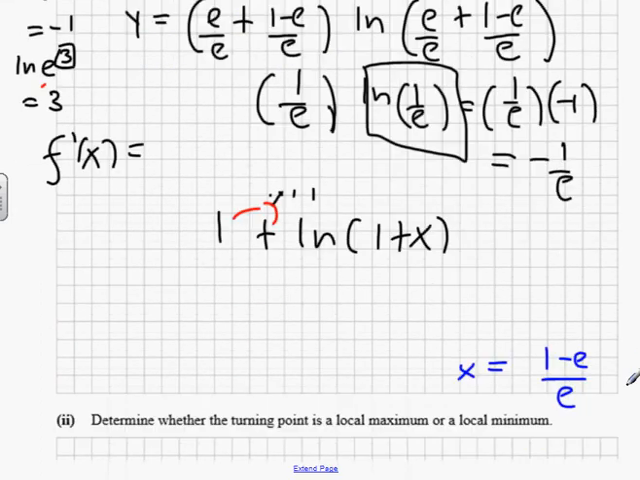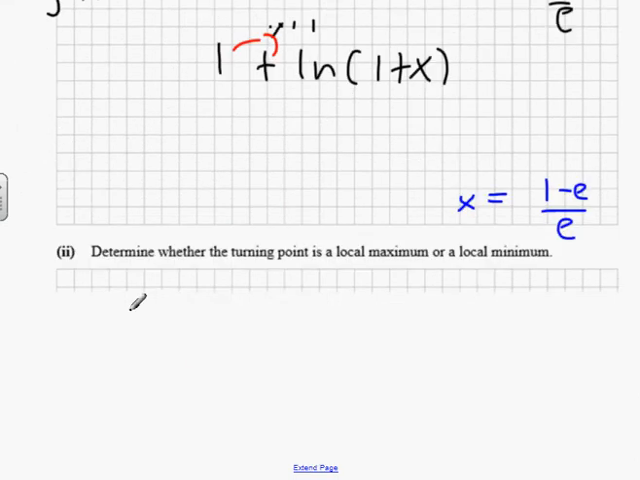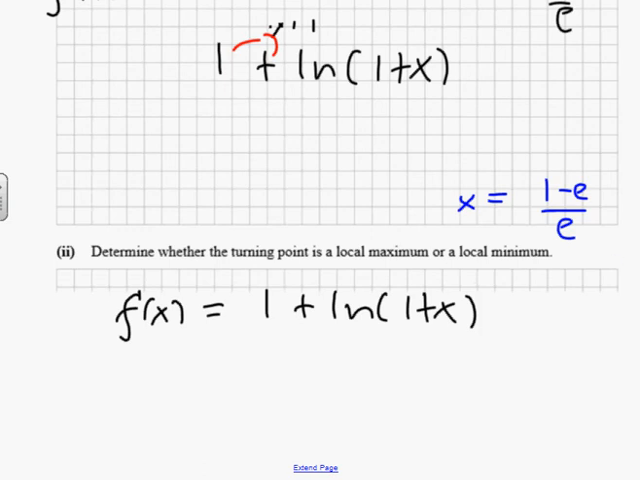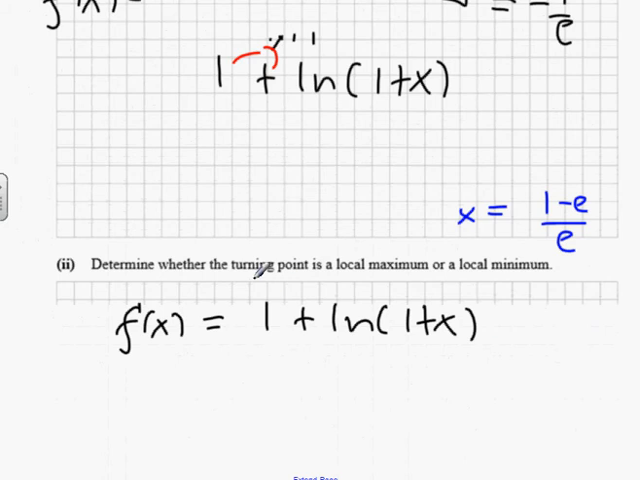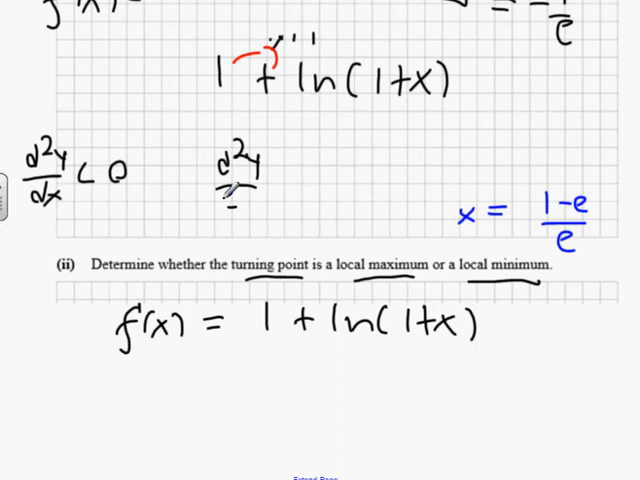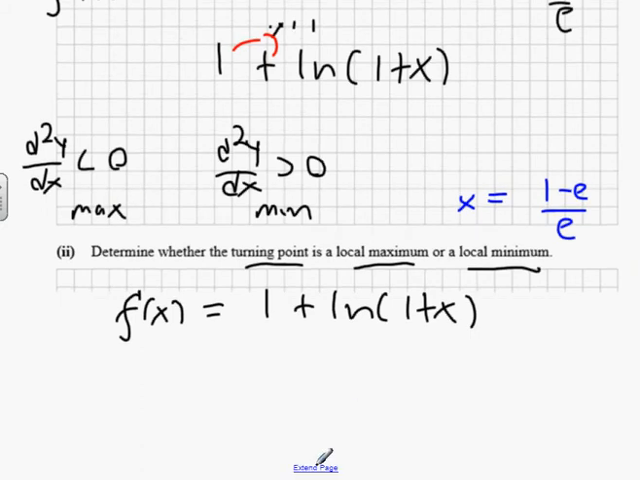Okay, now the next one is we know that the first derivative, f dash x, equals 1 plus ln 1 plus x. Okay, so that's what the first derivative turned out. So now what we've got to do is the second derivative. Prove whether the turning point is a local minimum or a local maximum. For a local maximum, the second derivative is smaller than 0. For a local minimum, the second derivative is bigger than 0. So that's a min, that's a max. Okay, it's the opposite of what you think it'd be.